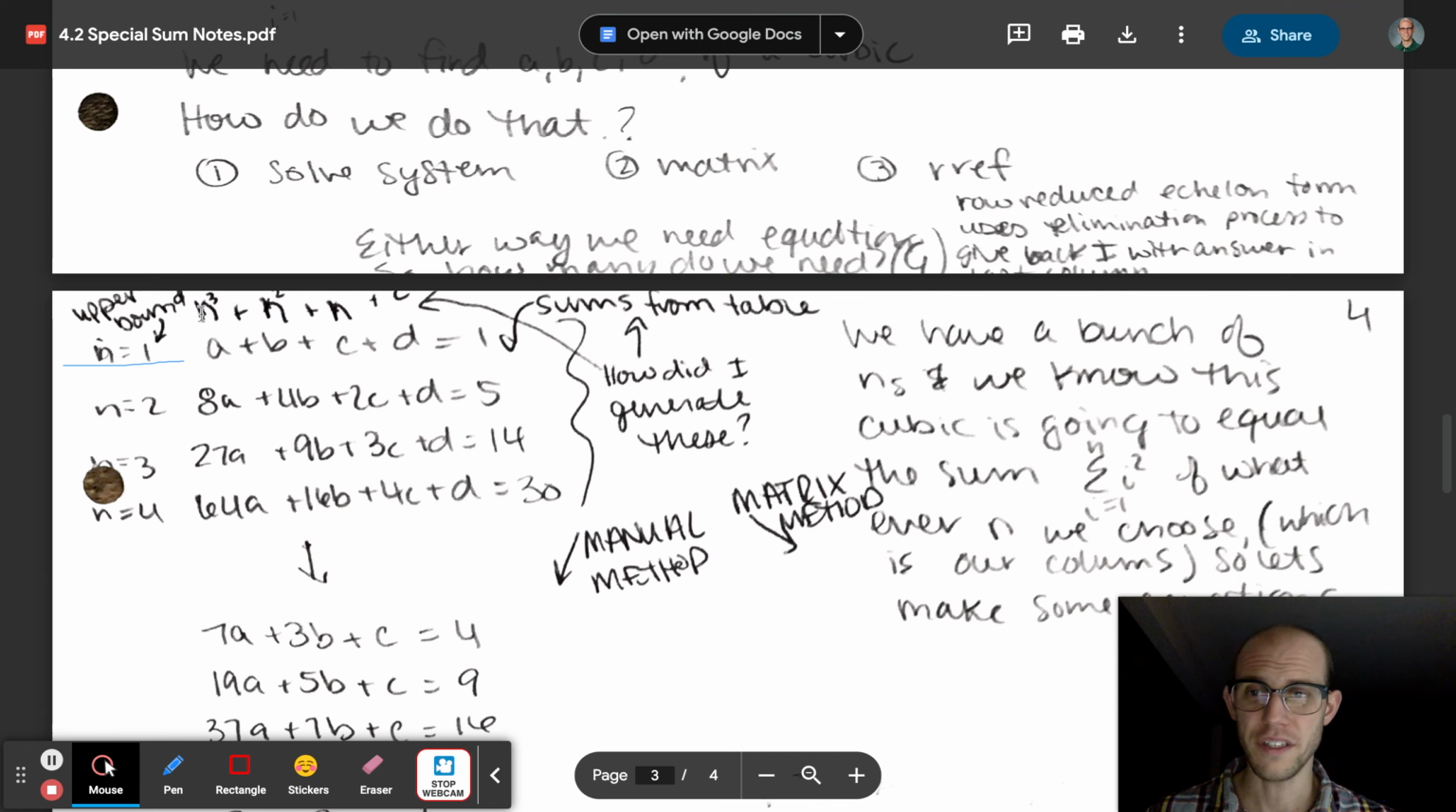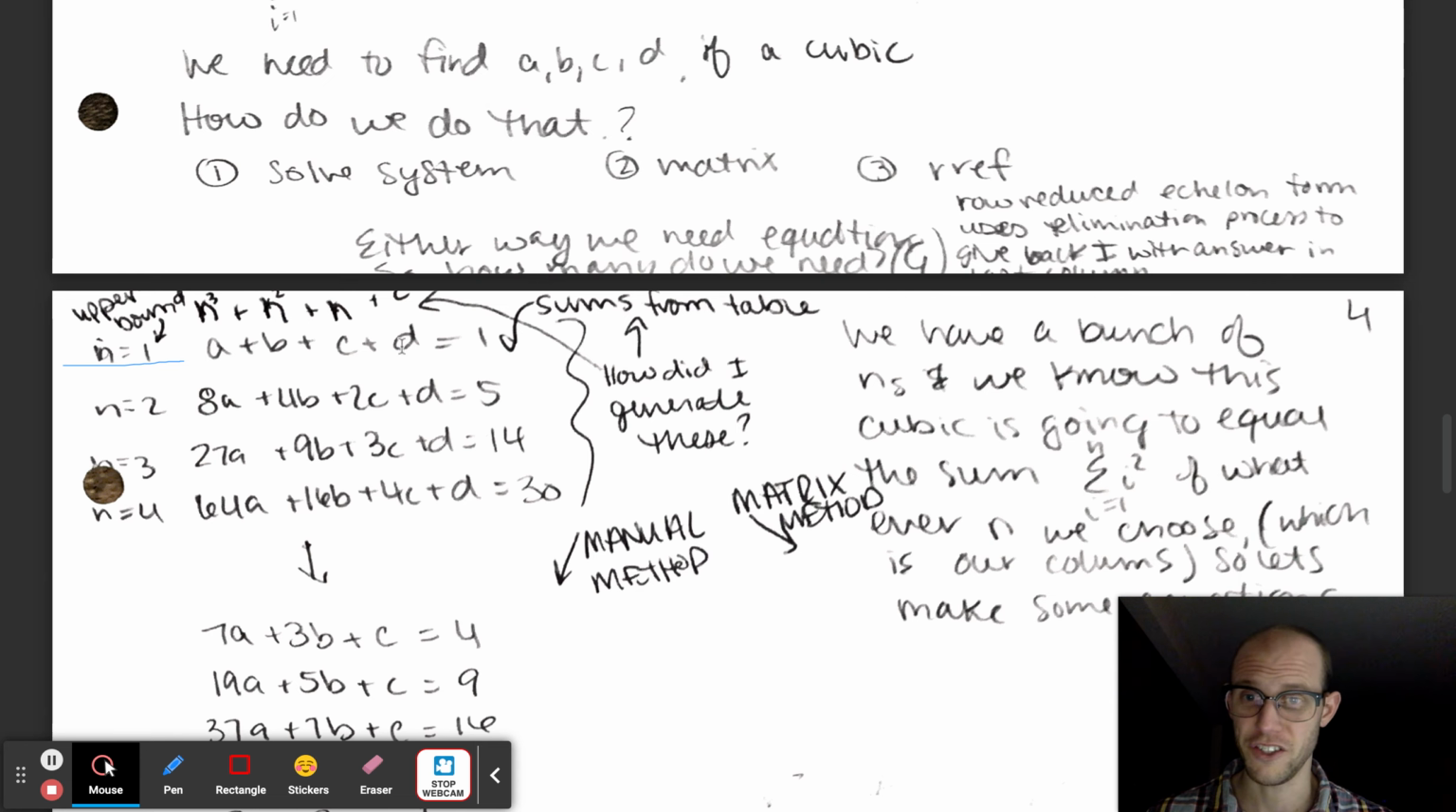So remember, this is a n cubed, b n squared, c n plus d. Well, 1 cubed is 1. 1 squared is 1. 1 is 1, and the constant doesn't change. And we know what that's going to equal, 1 squared.